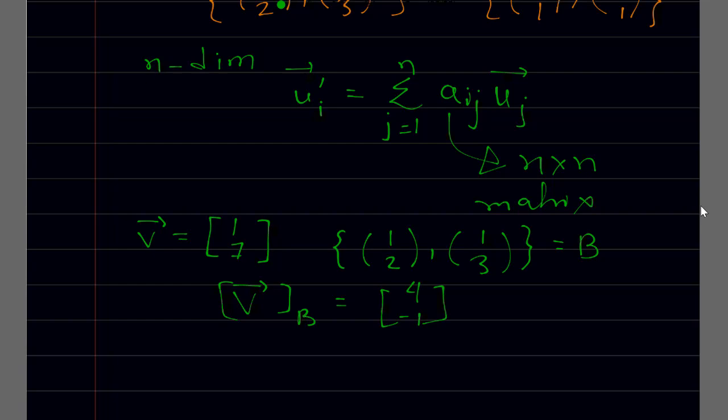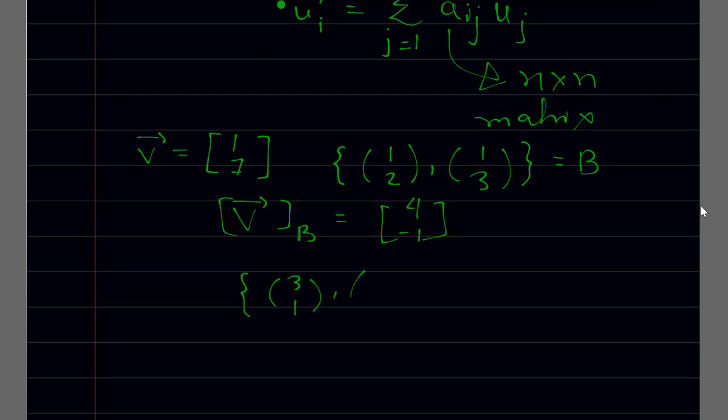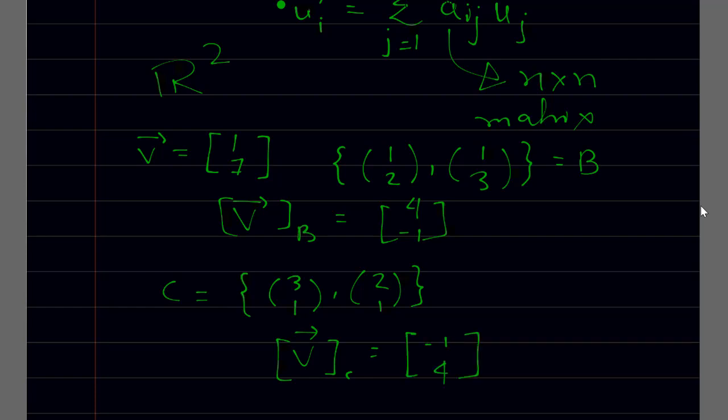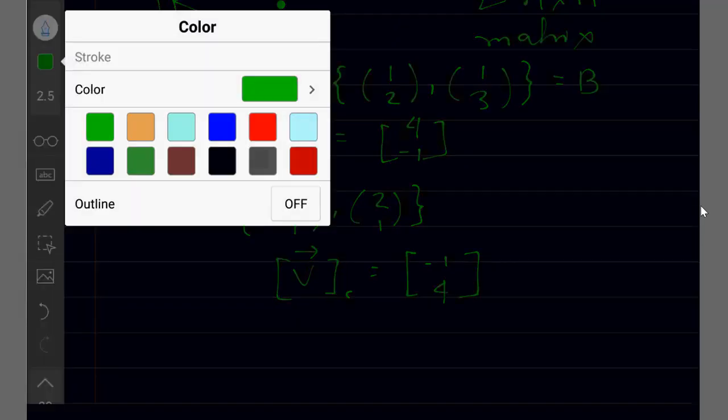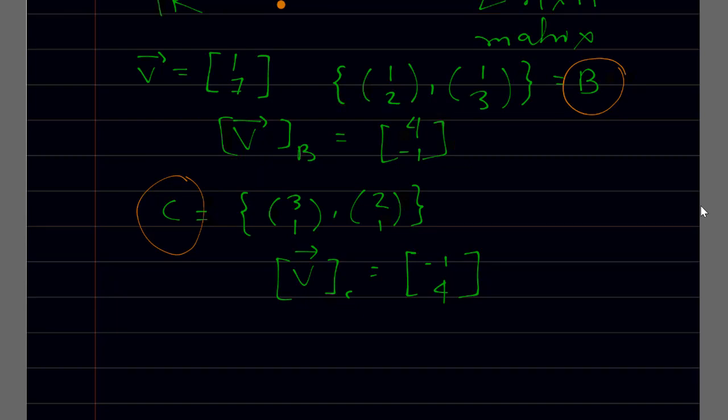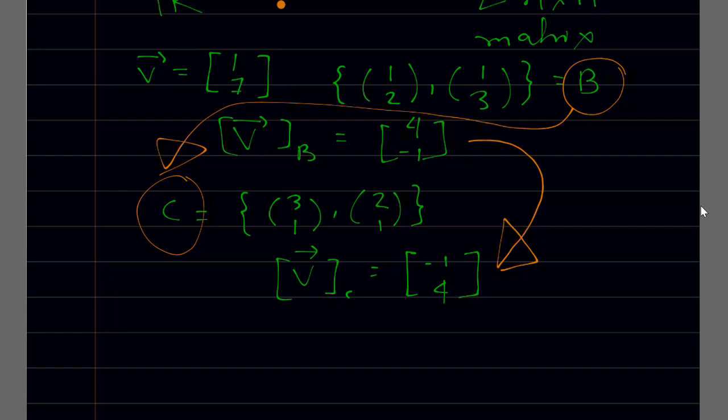The same vector, when I used a different set of bases, the basis C in R2, we found that the coordinates of the vector in basis C turn out to be -1 and 4. That means if there is a matrix that transforms the basis B to basis C, then there should be a matrix that will help you transform these coordinates to these coordinates. And we know that these two matrices must be somehow related, because when you change the basis, the coordinates of the vector also change depending on the basis.